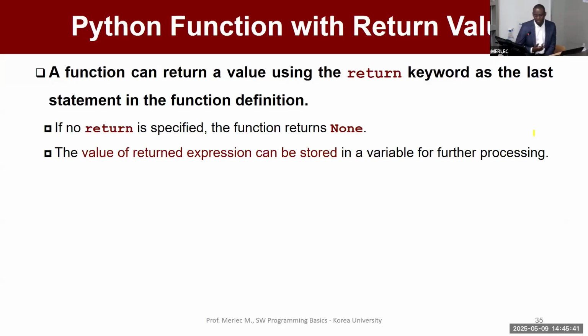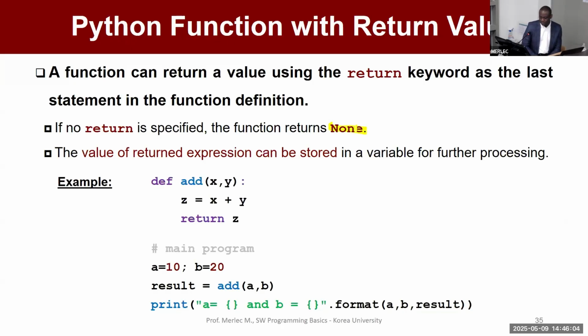And then a function can return a value. When a function is defined to return a value, the value can be the result of an expression, as I've demonstrated in the previous example, or it can be a value coming from a variable. If it doesn't return anything, that means the return is None. We have also seen that.